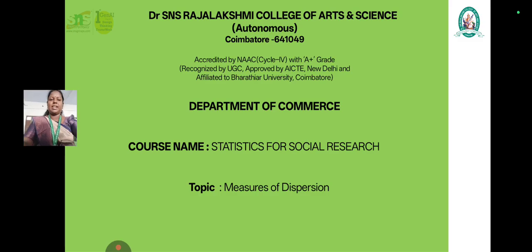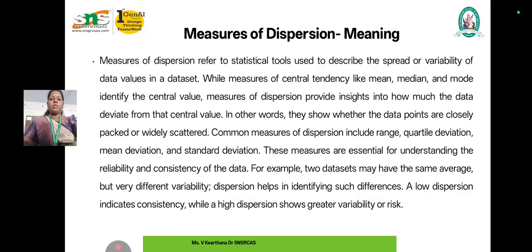Today I am here to present a lecture series on the subject Statistics for Social Research on the topic Measures of Dispersion. First we can see what is statistics. Statistics is the collection, analysis, interpretation and presentation of data using statistical tools like percentage, average, regression and forecasting methods. So in that we can see what are measures of dispersion. Measures of dispersion refers to statistical tools used to describe the spread or variability of data values in a data set.